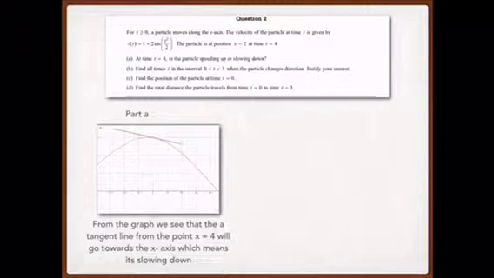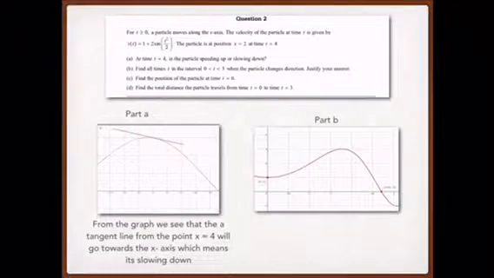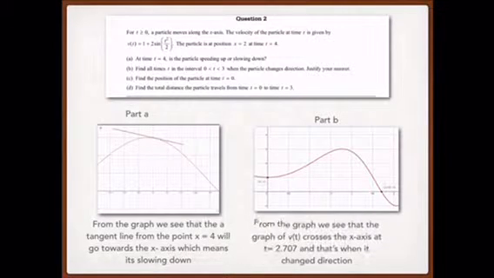And for part B, find all times t in the interval t greater than 0 and less than 2 when the particle changes direction, justify your answer. Okay, for part B, it's better to draw another graph using your graphing calculator. And we see that at point 2.707, it crosses the x-axis. This is the point where it changes its direction. So the answer for that question is 2.707.